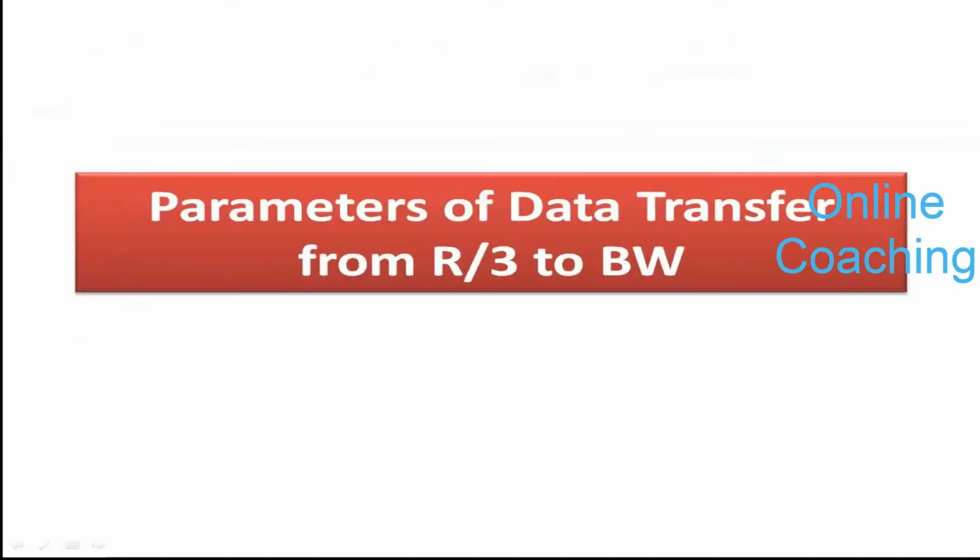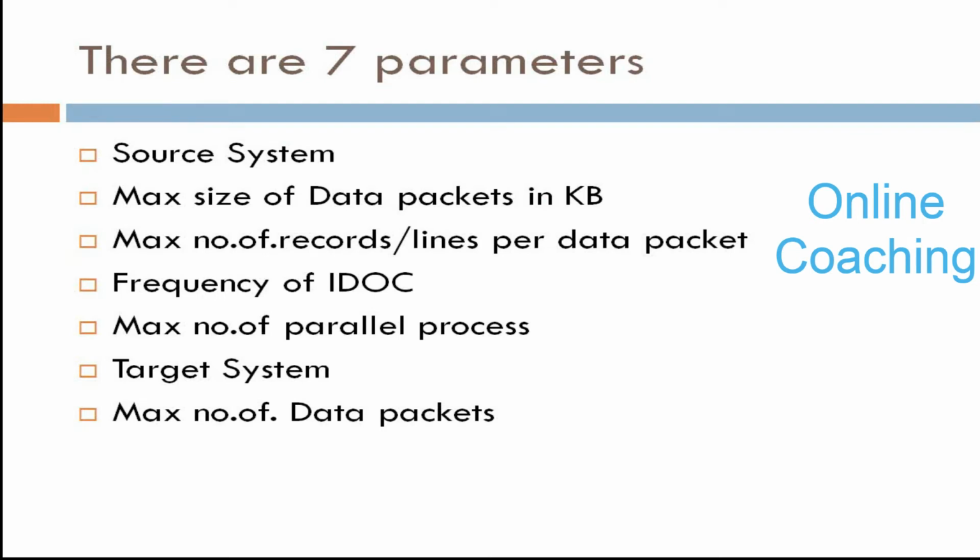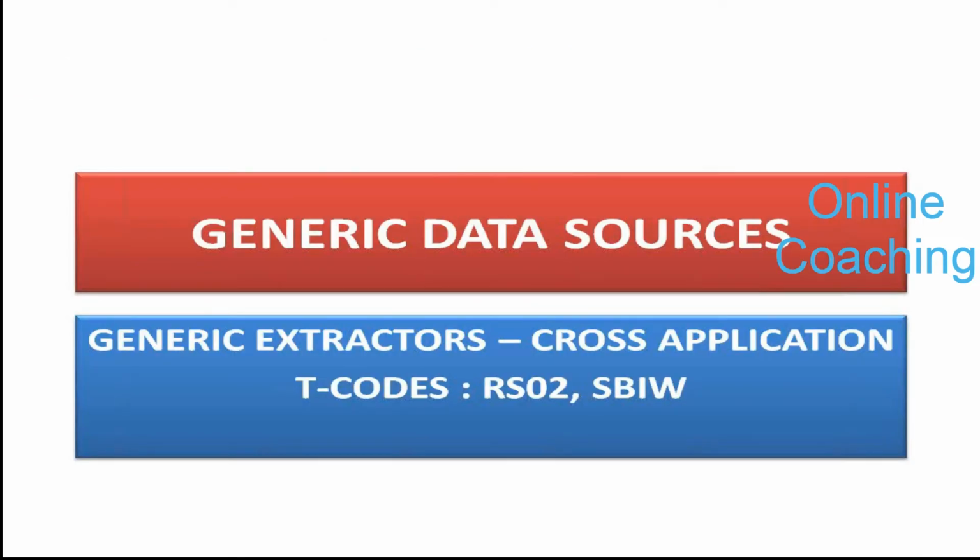Parameters of data transfer from R/3 to BW. First thing, you should have a source system, the maximum size of your data packets, the maximum number of records, the frequency of IDocs, the maximum number of parallel processes, the target system, and the maximum number of data packets you want to load. You should have all these parameters ready with you.